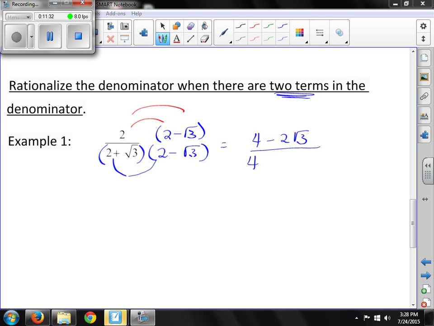I know that the outside and the inside are going to drop out, so I don't have to do the outside and the inside, but the last would be positive the square root of 3 times negative the square root of 3. A positive times a negative is a negative, and 3 times 3 would give us the square root of 9, which would turn back into 3. So I have 4 minus 2 square roots of 3 over 1, which would just give us 4 minus 2 square roots of 3.